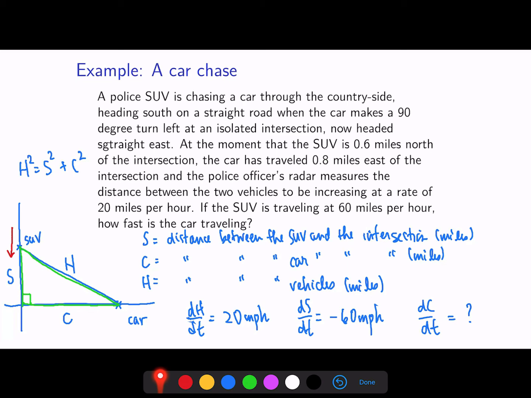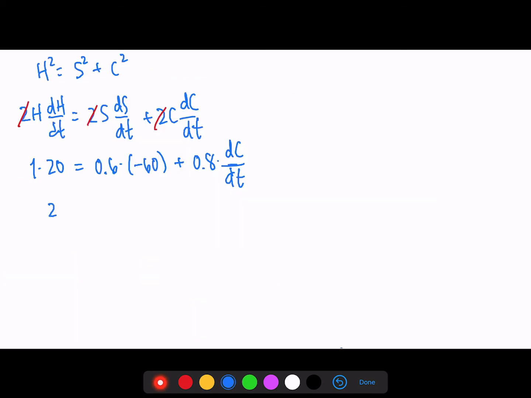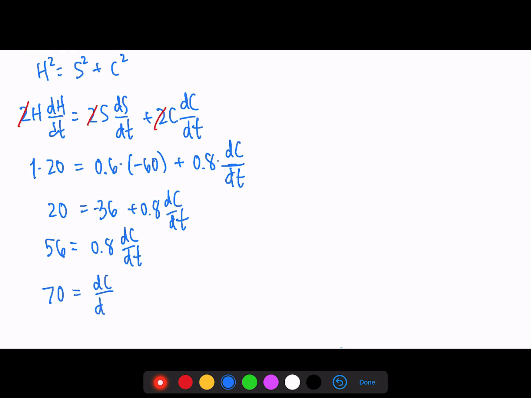So let's start on a new clean screen. So simplifying things, we get 20 equals negative 36 plus 0.8 dC/dt. Adding 36 to both sides, I get 56 equals 0.8 dC/dt. And dividing both sides by 0.8, I believe I get 70 is dC/dt. And so that gives us our final answer.